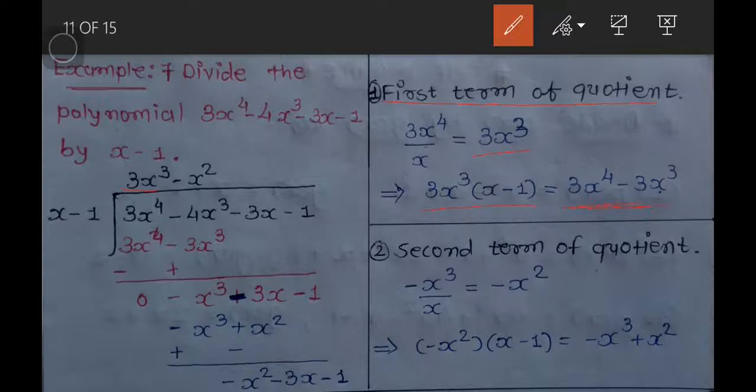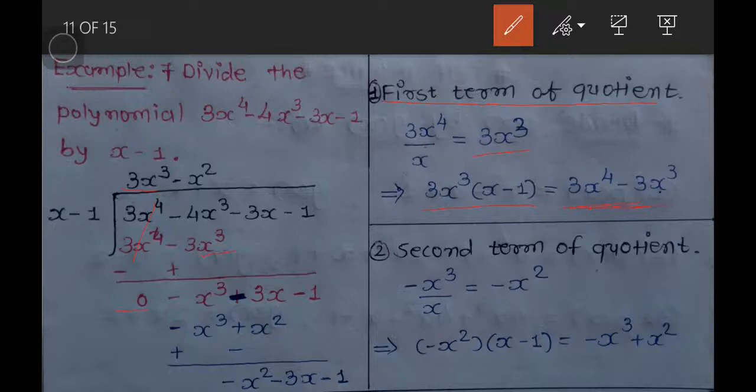Now we change the sign of both the terms. Then we put here 3x raised to 4, plus. Then we put here a minus sign, and here 3x cube has a minus sign, so we put a plus sign. Why? To subtract it from our dividend. So now this will be equal to 0.